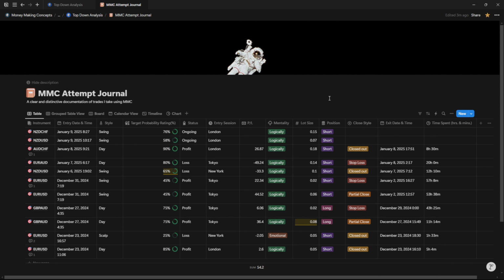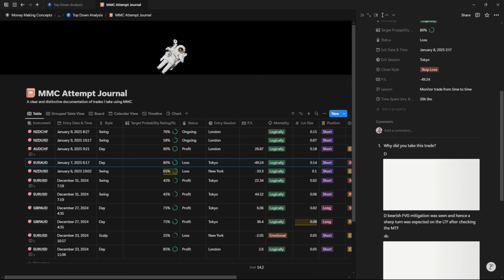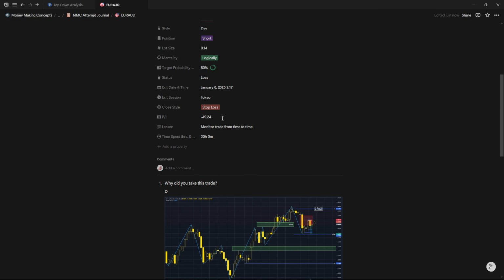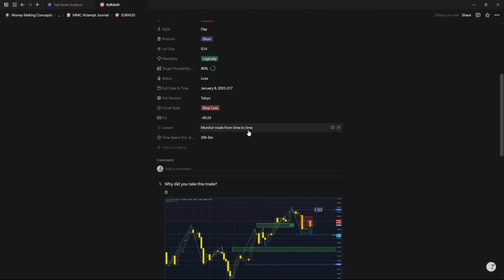What is left? Well, what is left is lessons learned. Starting from the last sets of stuff, I think I'll make this quite big. So the first lesson I learned on the Euro AUD trade is that I should monitor my trade from time to time. Not just monitor, but use a trailing stop loss. Trailing stop loss is absolutely useful in situations like this.